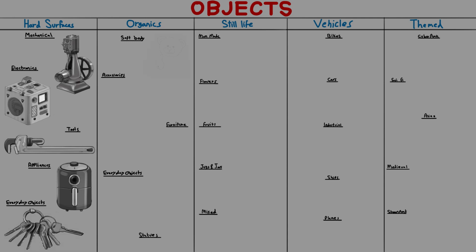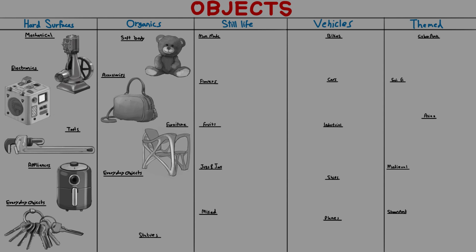Next we have organics, which are basically non-hard surface objects. Those include soft bodies like stuffed toys, towels, pillows, and many others. Furniture that isn't necessarily a soft body but looks like an organic shape. Mostly modern furniture that is 3D printed into organic forms. Everyday objects, same as the previous one, but those are soft body instead of hard surfaces, like cushions, pottery, curtains, and so on.